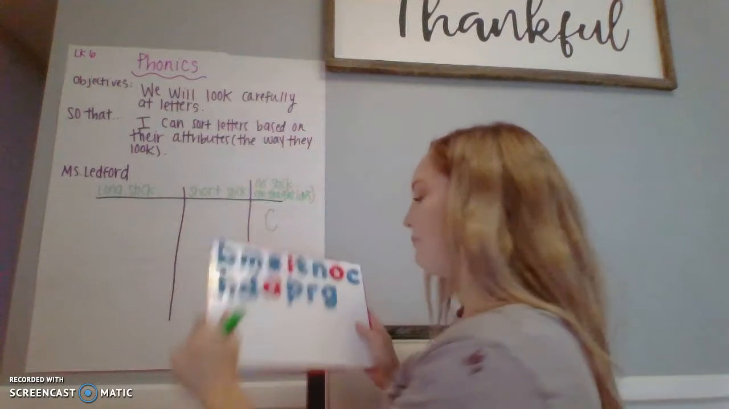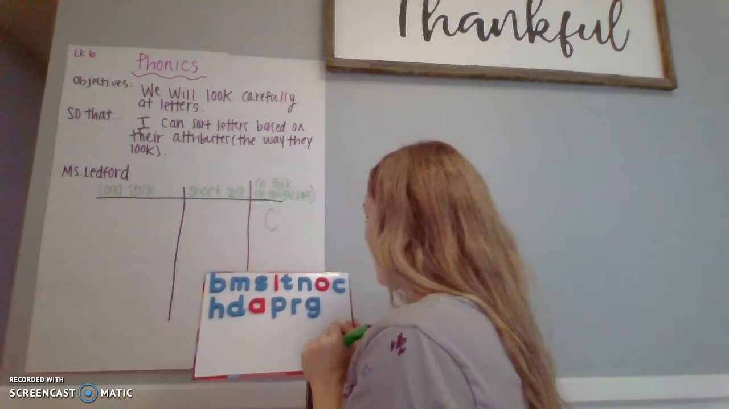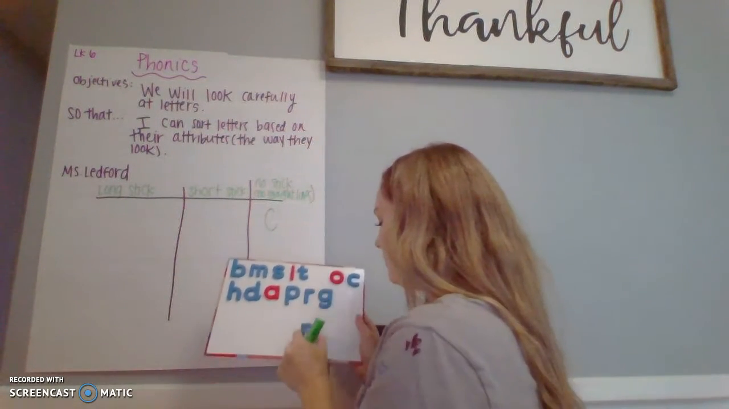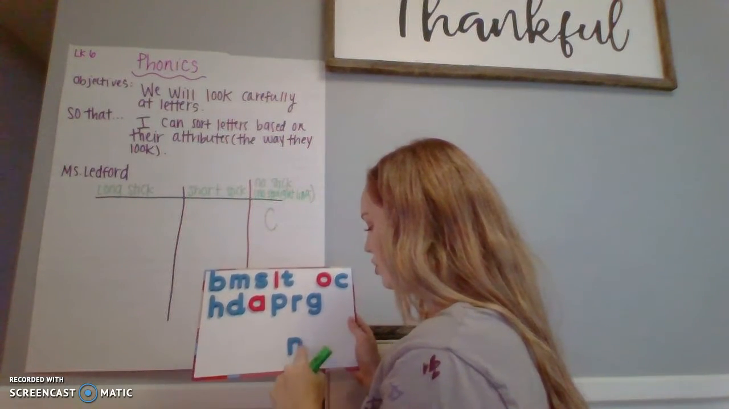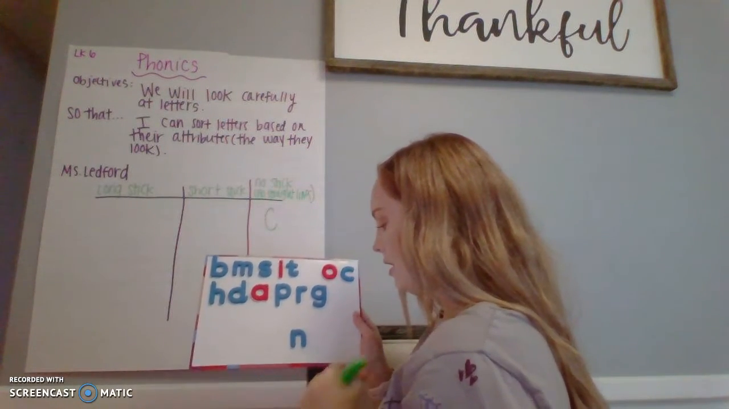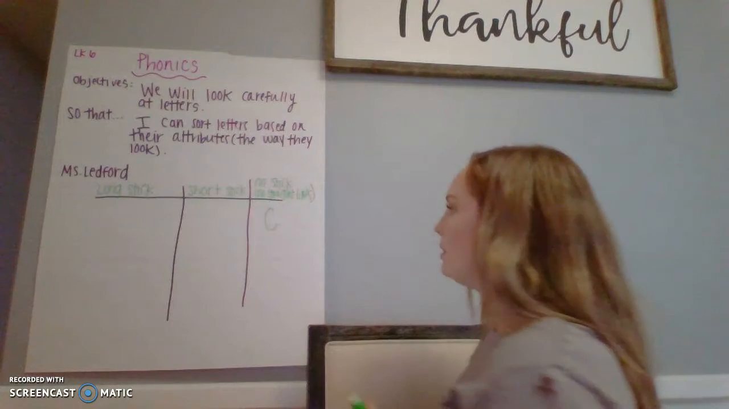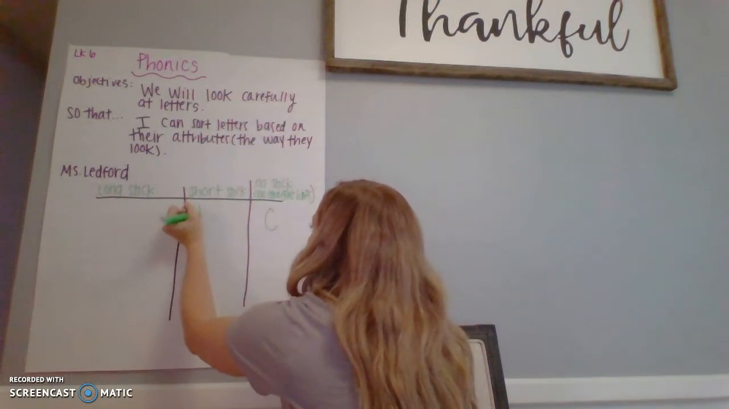Now let's pick another letter. I'm going to look at the letter N. The letter N has 2 straight parts, and they're short. 2 short straight parts. So I'm going to put the letter N under short stick.